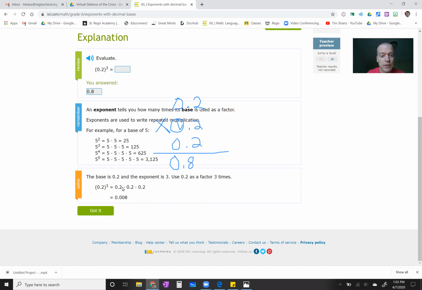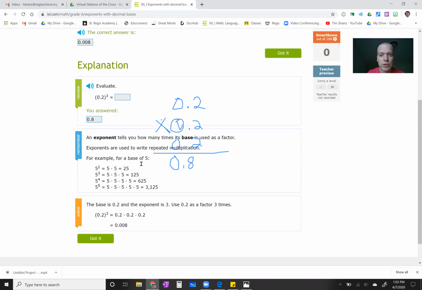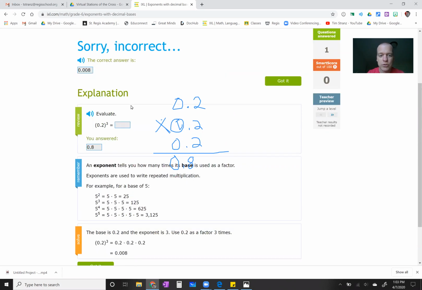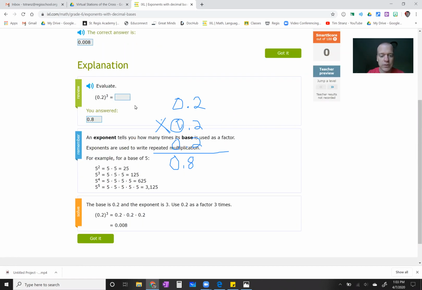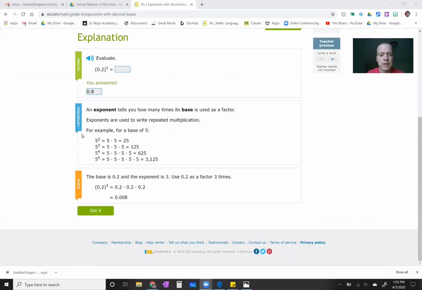Okay, so this is good though, because if it tells you you're wrong, don't just hit click and go on. Scroll down and see what you did. Let me get this annoying ink off the screen, sorry. Clear all drawings, yes, great. So if you get it wrong, scroll down and actually see why you got it wrong. It says, remember, the exponent tells you how many times its base is used as a factor. So here you got 0.2 times 0.2 times 0.2, like I just did. I forgot a 0 in there though. Remember, you have how many decimal places? 1, 2, 3. So you're going to have 1, 2, 3.